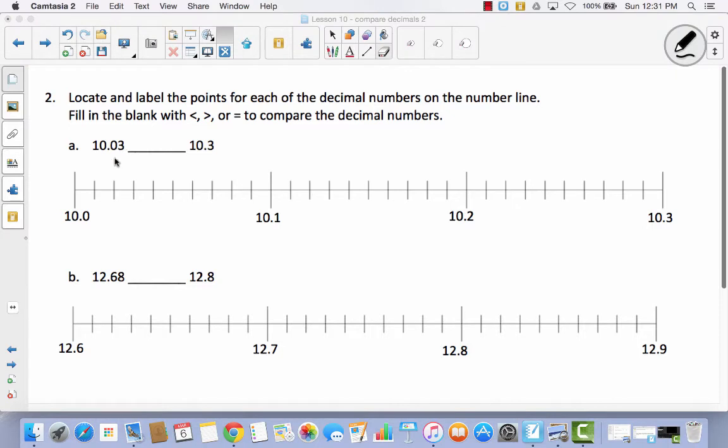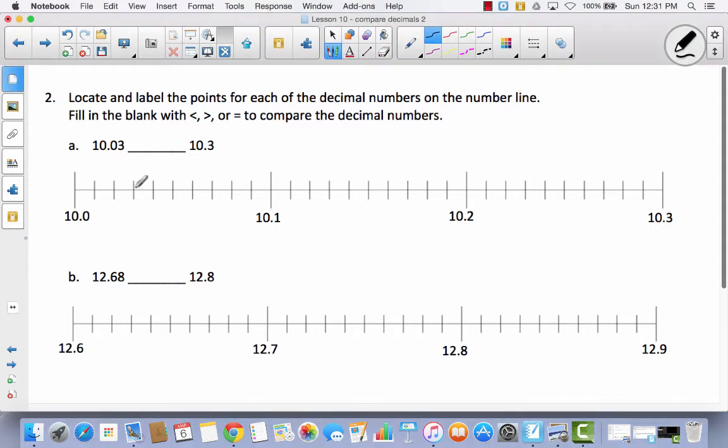So let's go ahead and label 10 and 3 hundredths and 10 and 3 tenths on our number line. So if this is 10 and 0 hundredths, then this would be 10 and 1 hundredth, 10 and 2 hundredths, and 10 and 3 hundredths. So let's go ahead and label that 10 and 3 hundredths. Now I'm going to label 10 and 3 tenths. So this is 10 and 1 tenth, 10 and 2 tenths, and 10 and 3 tenths is already labeled for us.